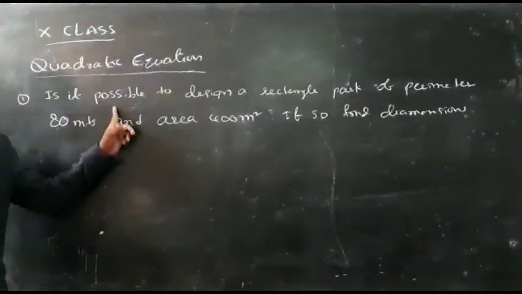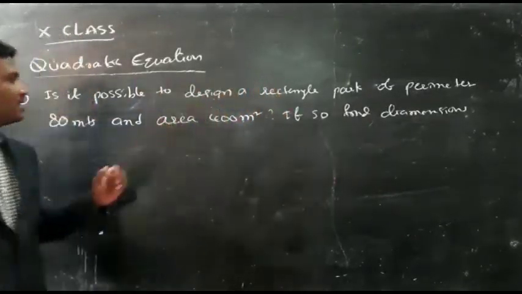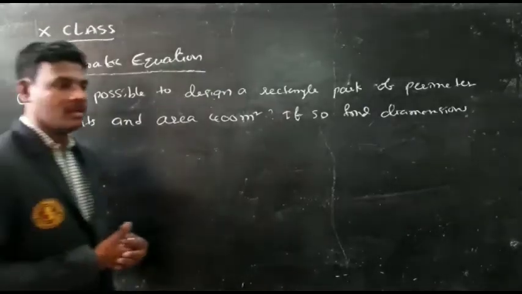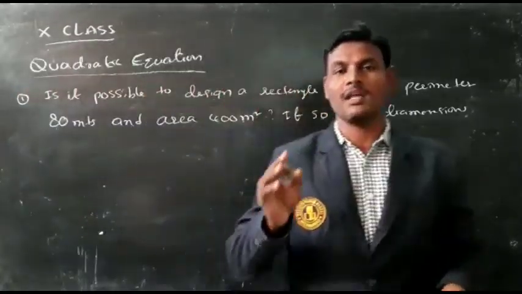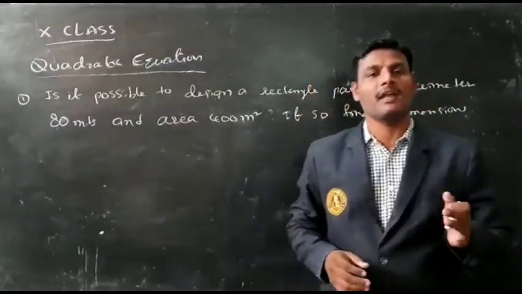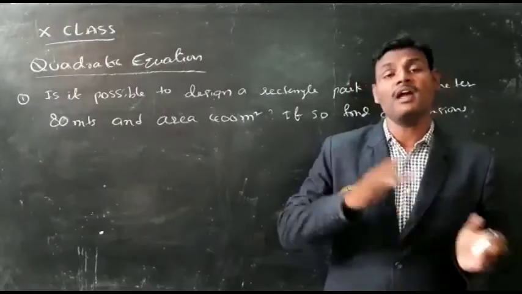Is it possible to design a rectangular park whose perimeter is 80 meters and area is 400 meters square? If it is possible, find the dimensions.